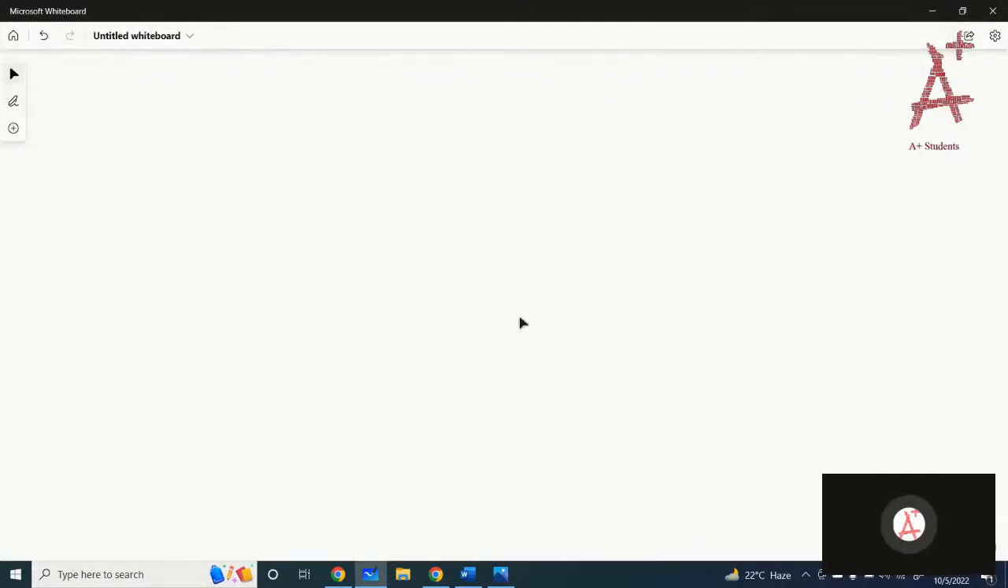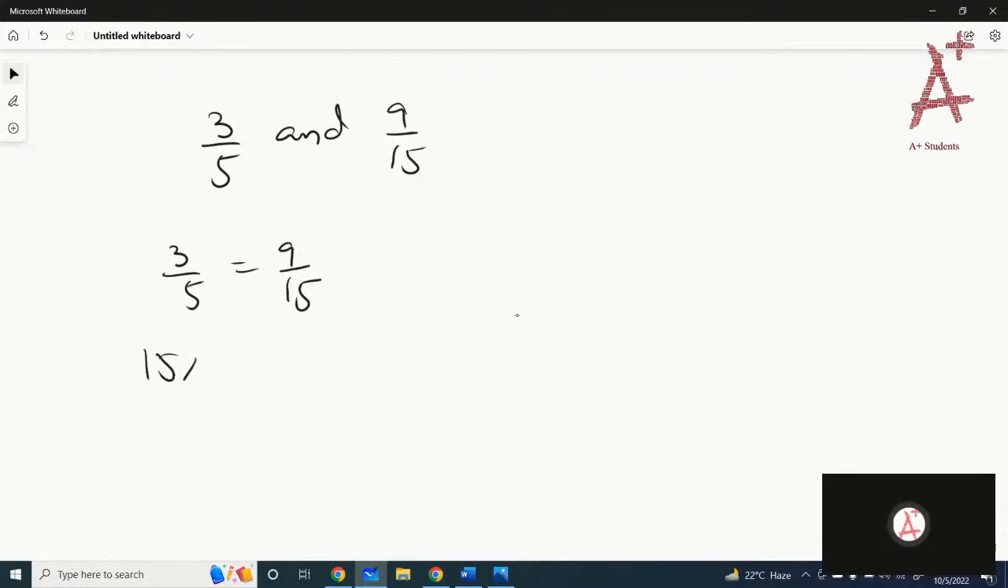Okay, the next one is, are these ratios equivalent? 3 by 5 and 9 by 15. So just multiply their numerators and denominators. So you have to compare the fractions, 3 by 5 and 9 by 15. So just cross multiply them. You have to do 15 times 3, this one and this one, and then you have to do 9 times 5. So 15 times 3 is 45 and 9 times 5 is also 45. Yes, they are equivalent. Got it?